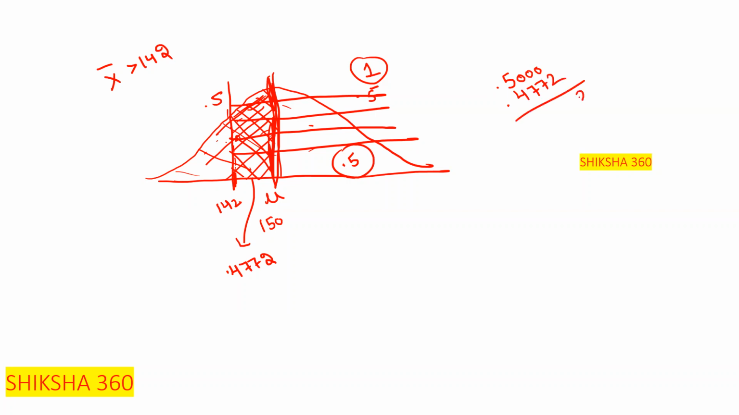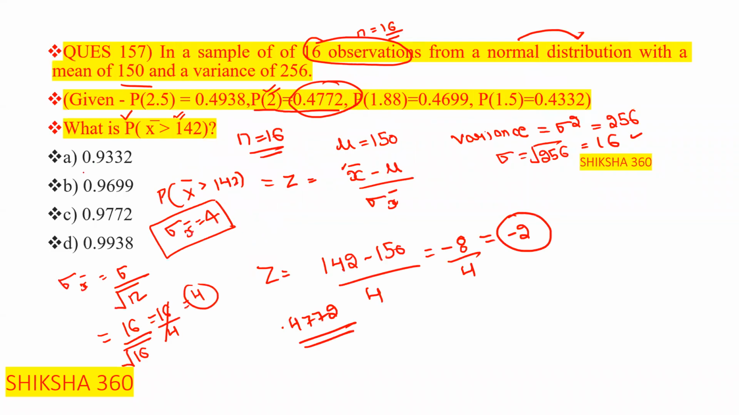plus 0.4772, that is 0.9772. The overall area here is 0.9772. So what is the answer here? That is option C, the correct answer, 0.9772, because they are asking for the area greater than 142. That is the probability value.